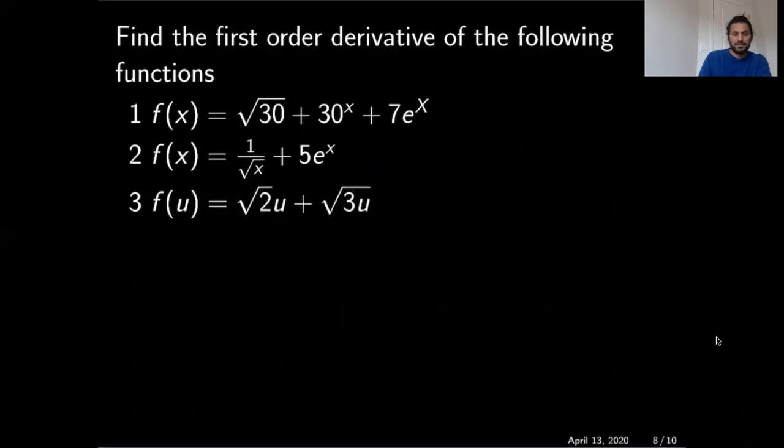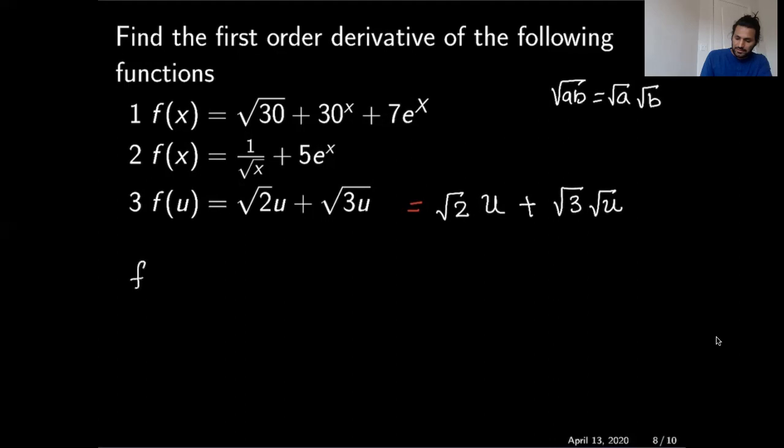This is problem number 3. Again, I will simplify. This problem can be written as square root of 2u plus the square root of 3 and the square root of u, because we have this property: for a, b, the square root of the product is the product of the square roots.